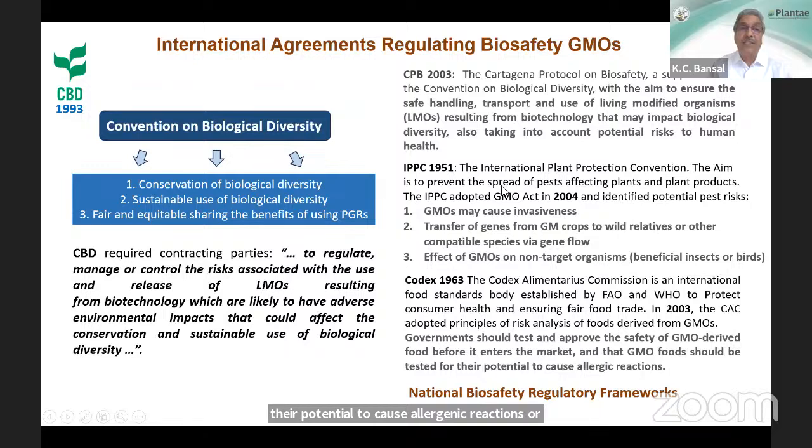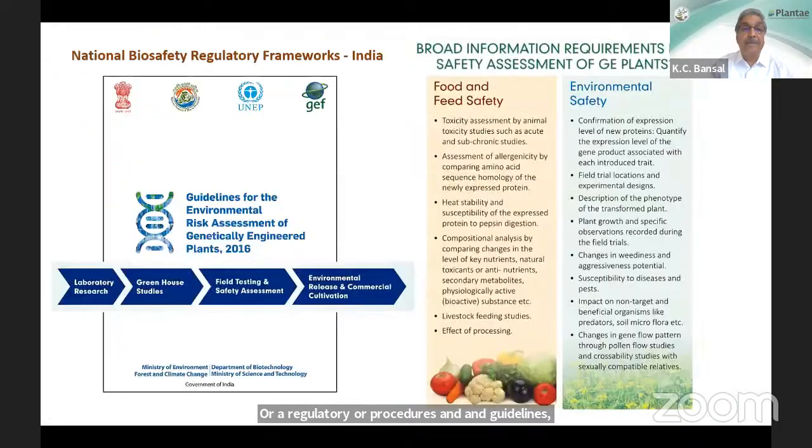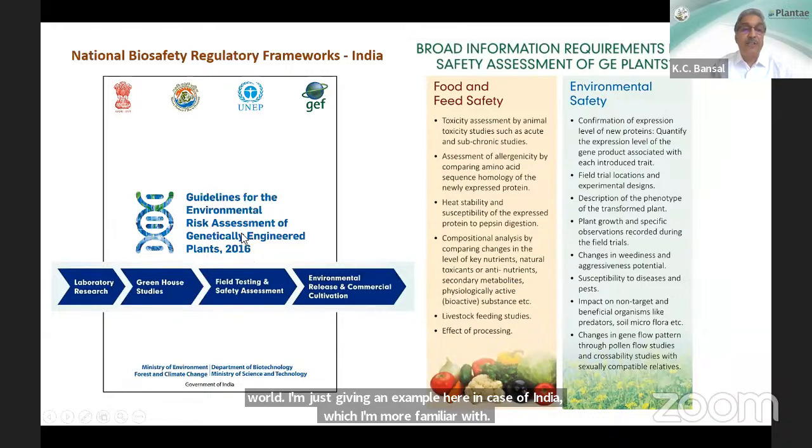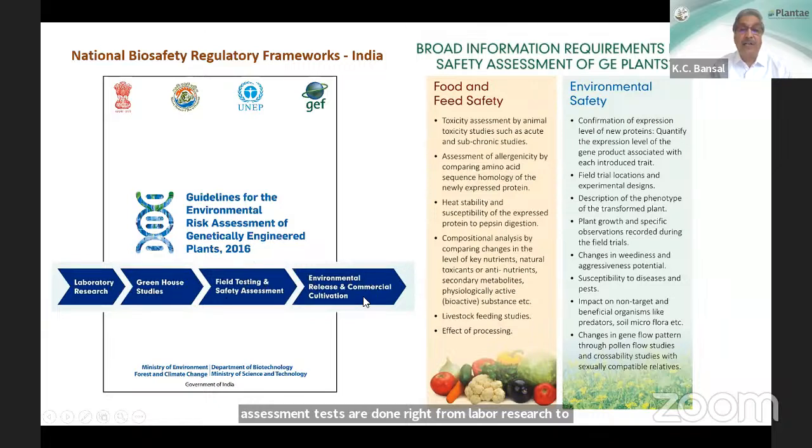And based on all these international regulations, procedures and guidelines, national biosafety regulatory frameworks were developed by different nations around the world. I'm just giving an example here in case of India, which I'm more familiar with. These are all revised over time. The latest we have is 2016, where all those safety assessment tests are done right from laboratory research to greenhouse to field testing before their environmental release and commercial cultivation.